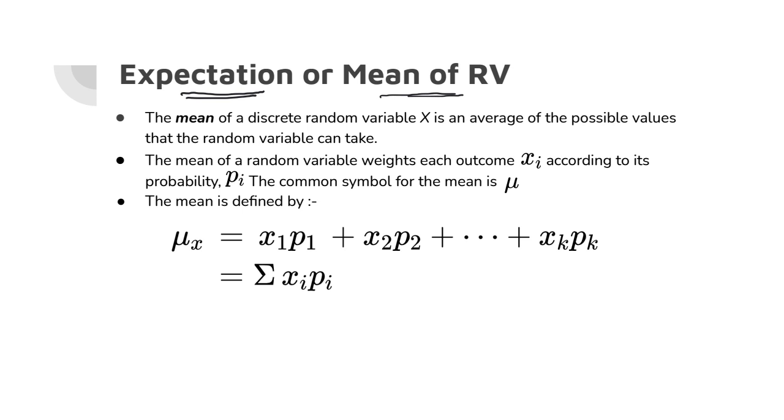Mean of a random variable. Why am I saying mean? Because when we have these values and we take the mean of them, we find a number, a value that can represent all of our data. Mean is just a value that can represent all our data.